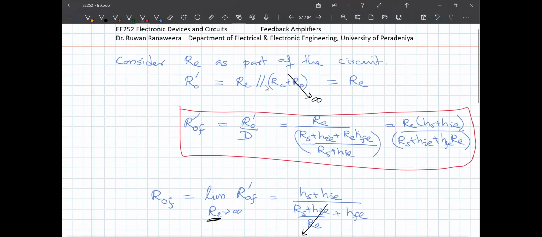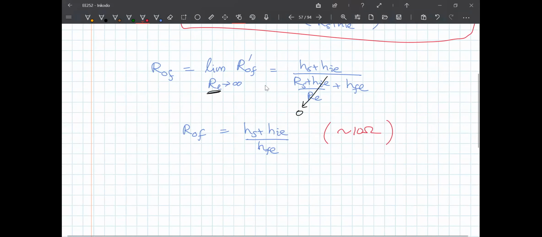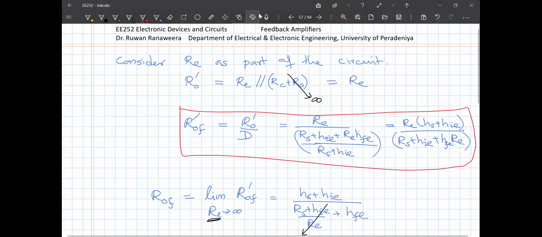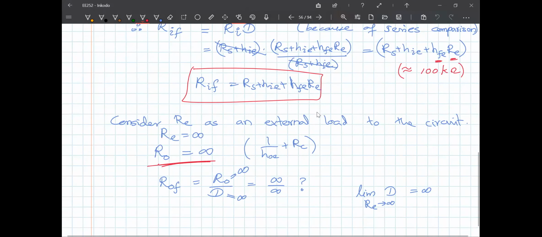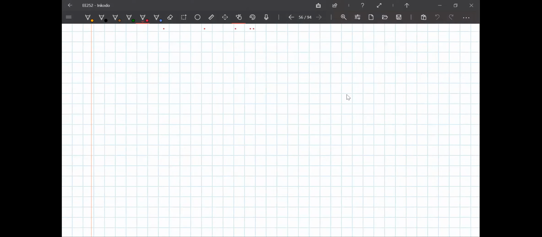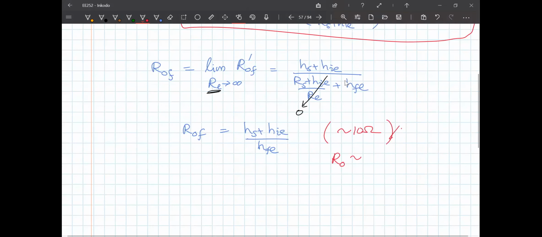The RO value initially was in the range of RE, right? Oh, this was very big initially. Remember, it was very large. It was infinity in the previous case. The ideal value of RO was infinity. From infinity, I have reduced it down to 10 ohms, right? So RO was infinity, and it is now reduced.